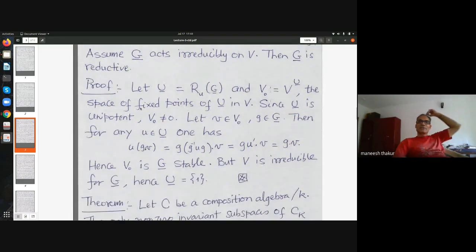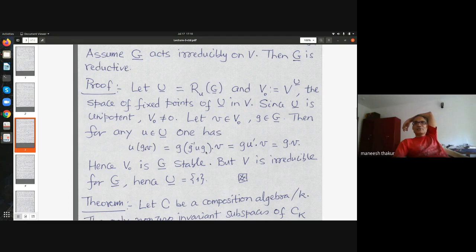The proof is you look at the unipotent radical of G bar. Then it fixes some point in V because it's unipotent. Let's call the fixed points V naught. So V naught is non-zero. Okay, so pick v in V naught and take g in G bar. Then the point is g acted on v is also fixed by U because this is a normal subgroup.